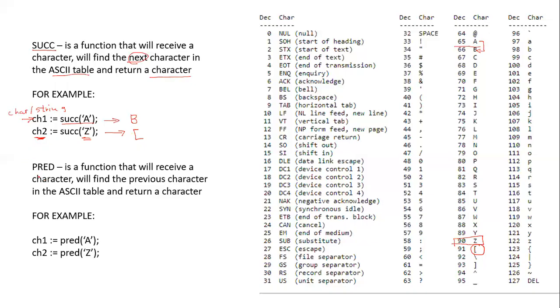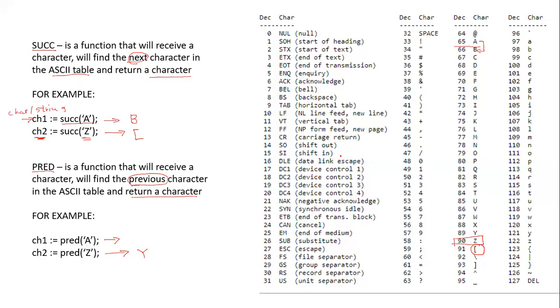The opposite of successor is PRED, predecessor. This will receive a character, find the previous character in the ASCII table, and return the character. So we know that the predecessor of Z, we expect that to be a capital Y. But what is the predecessor of A?